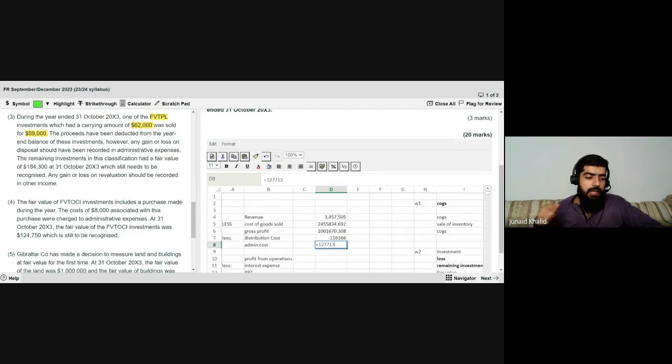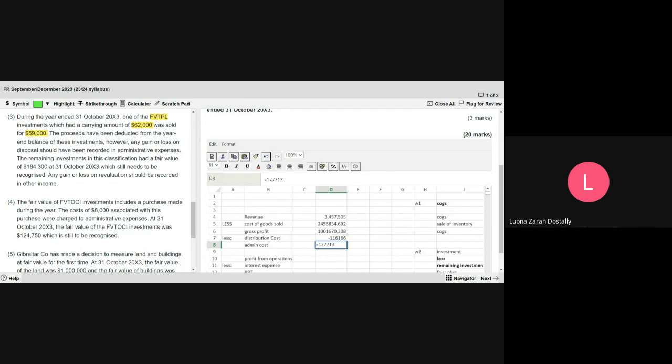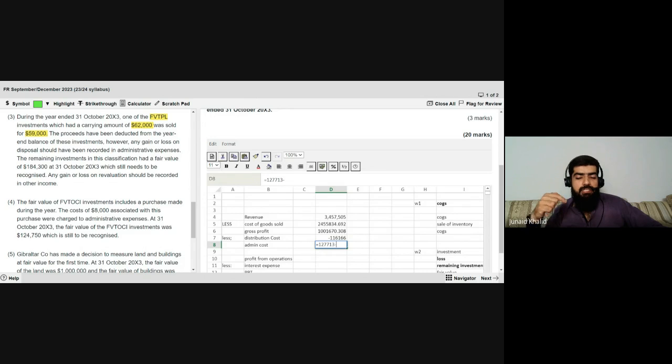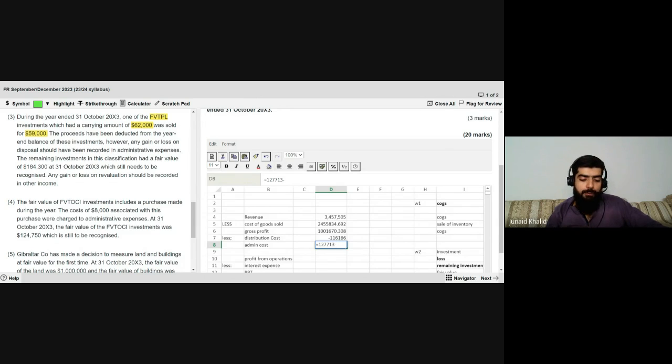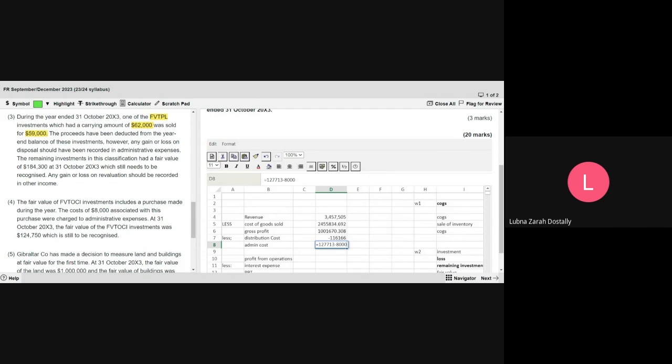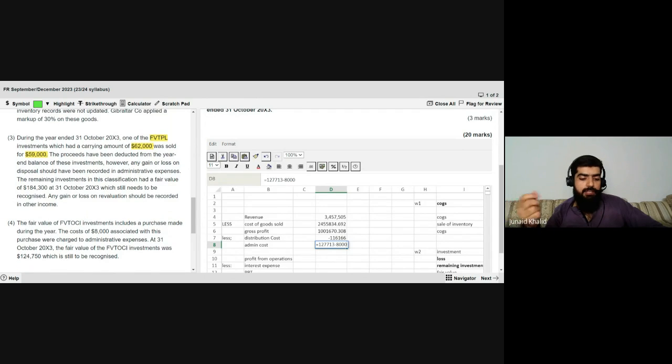What the examiner did was record that 8,000 in the expense, which means the admin expense is overstated or understated? It has been overstated. So what we have to do, increase it or decrease it? We need to reduce it by the amount of 8,000.